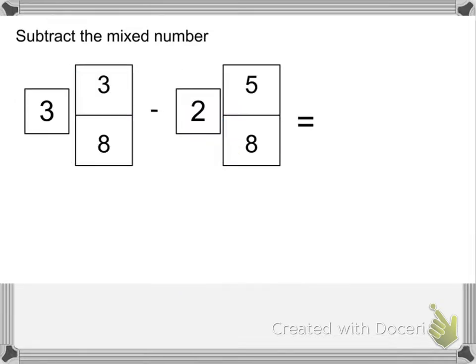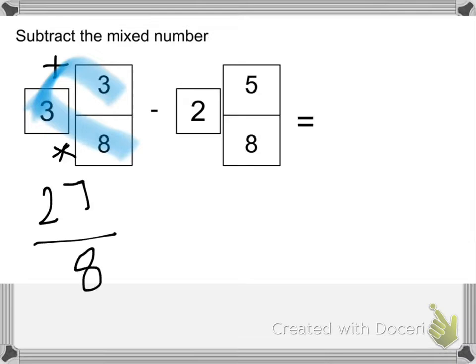Next slide here. Again, I'm going to turn these into improper fractions and then subtract because my first fraction is smaller than my second fraction. Alright, so 3 times 8 equals 24. Plus 3 equals 27 over 8.